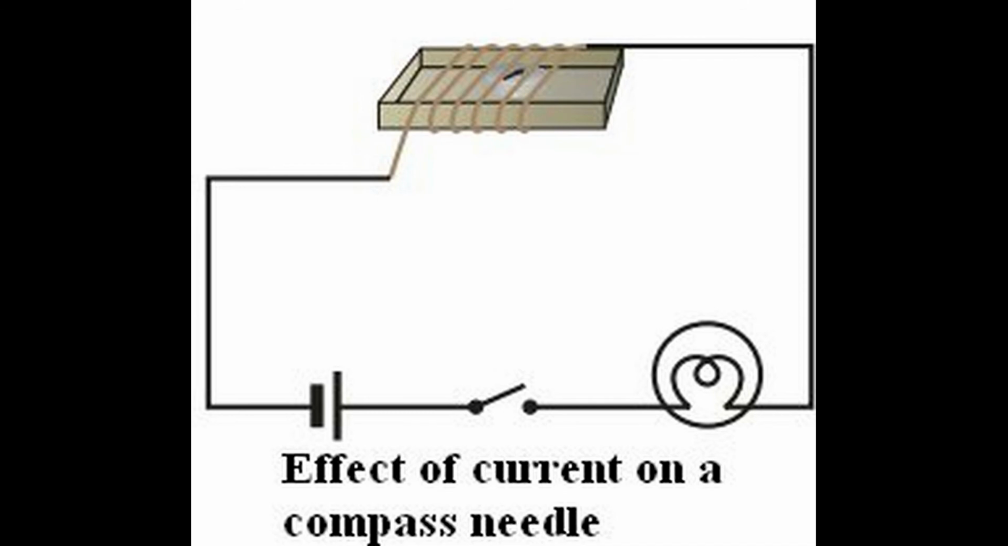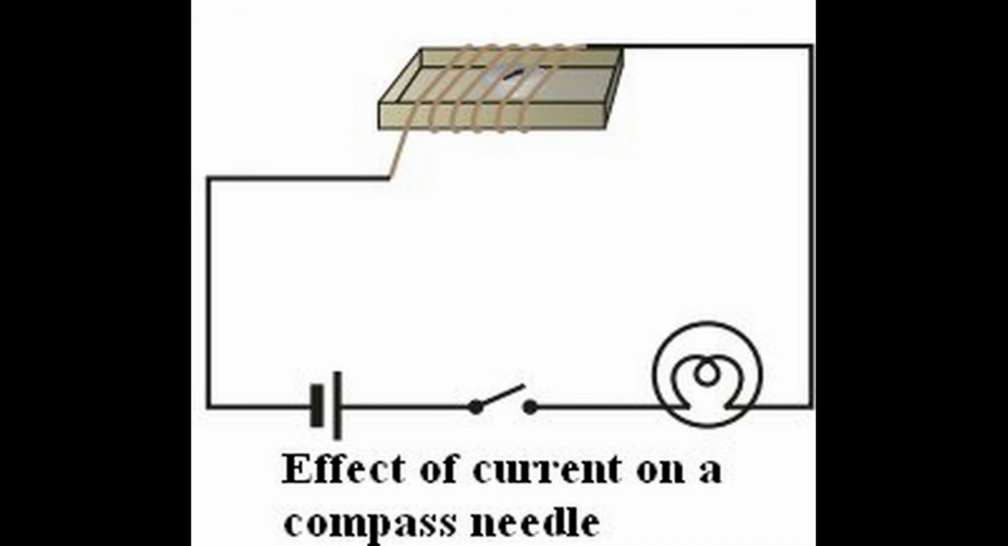Place a small compass needle inside it. Now connect the free ends of this wire to an electric cell through a switch, as you can see in this slide. Note the direction in which the compass needle is pointing.